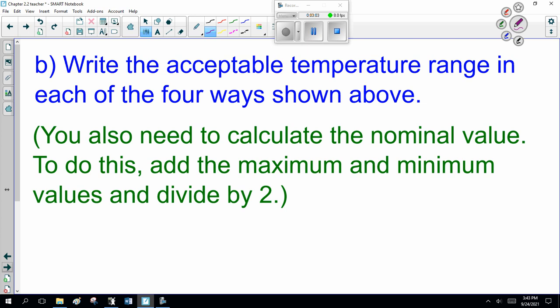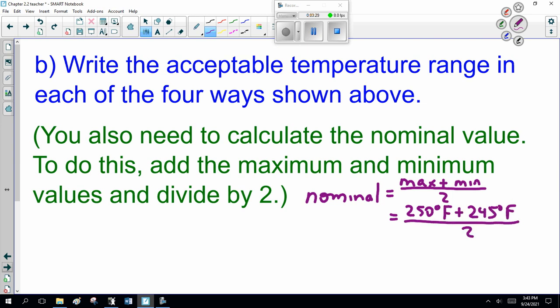Now, you also need to calculate the nominal value. The nominal value is the maximum plus the minimum, divided by 2. So that's 250 degrees Fahrenheit plus 245 degrees Fahrenheit, divided by 2. That is 495 degrees Fahrenheit divided by 2, which is 247.5 degrees Fahrenheit. All right.